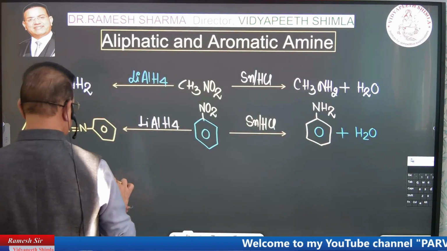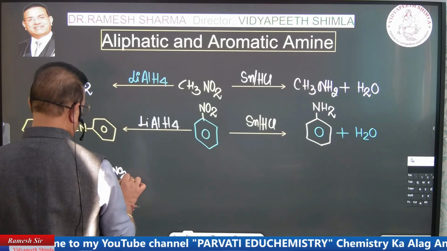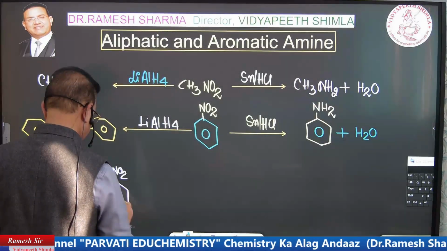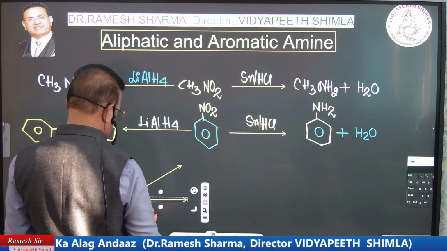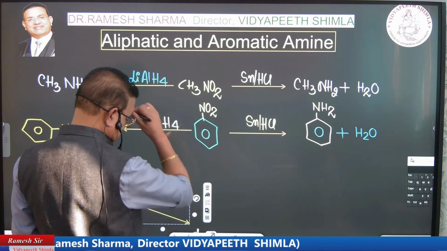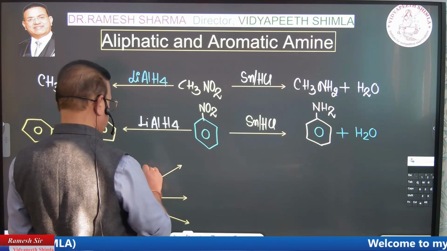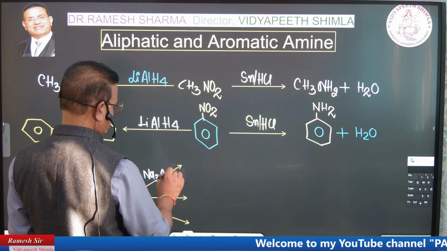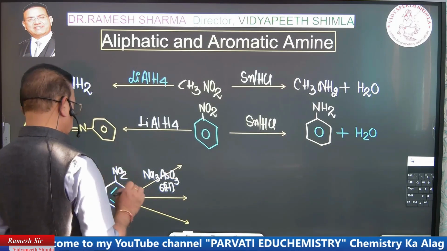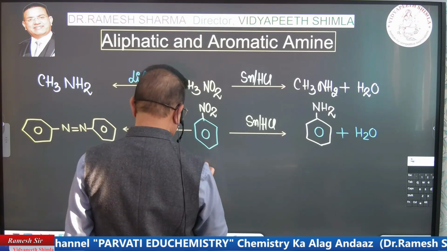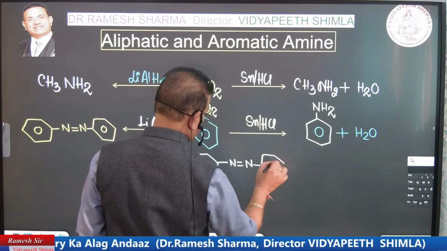If we take the aromatic nitro compound in different basic mediums, if treated with sodium arsenite, 2 moles of this will form azoxybenzene.